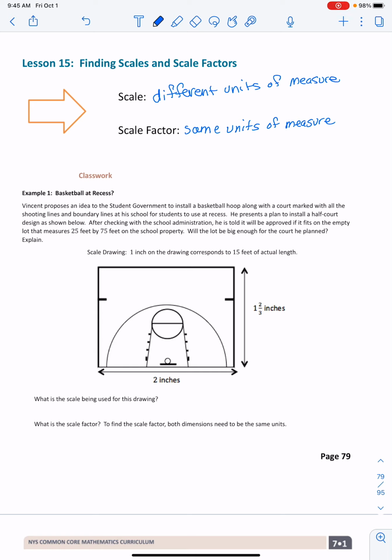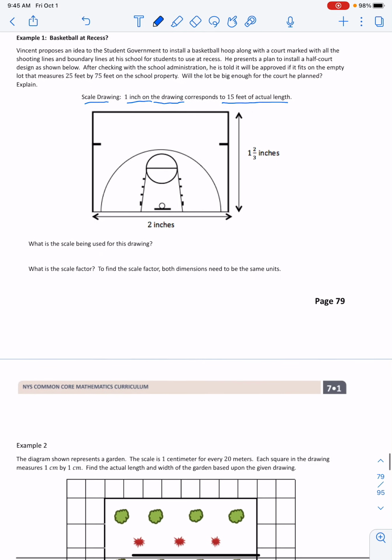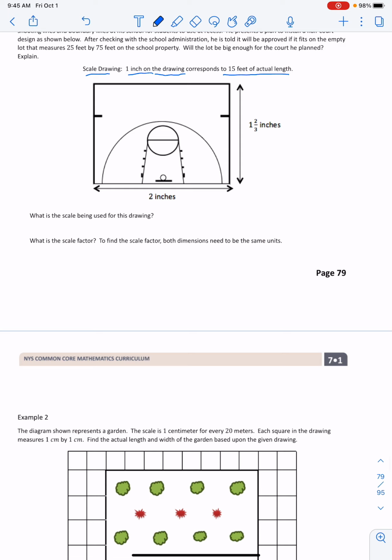So notice here, we have our scale drawing. Our scale is 1 inch on the drawing, and it corresponds to 15 feet in actual length. So it says, what is the scale being used for this drawing? So our scale is 1 inch, which equals 15 feet.